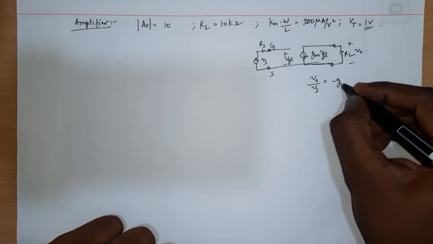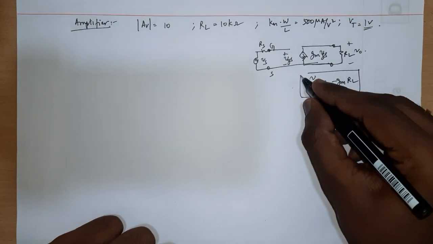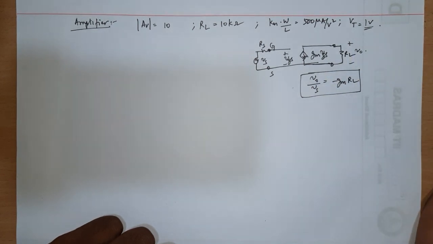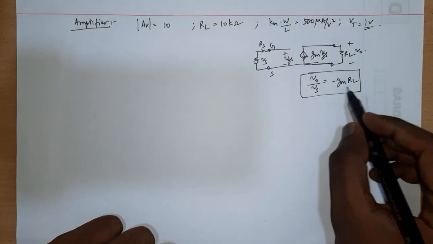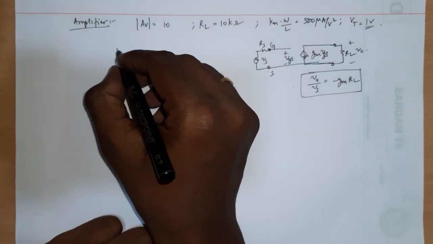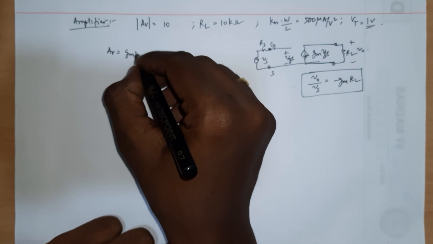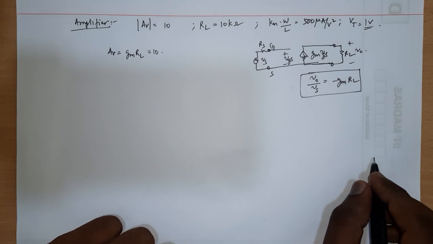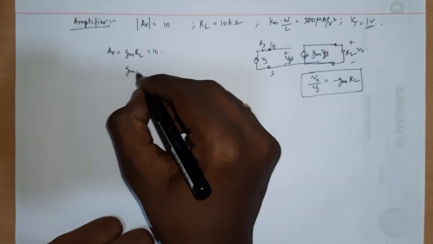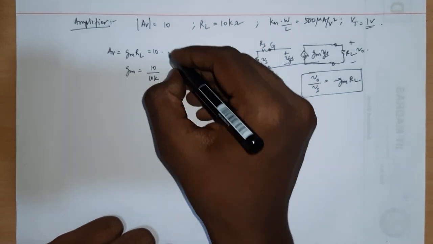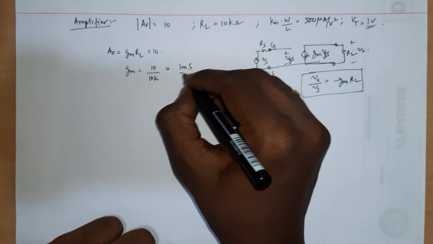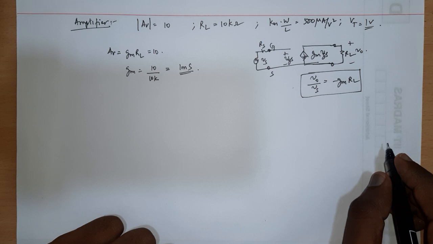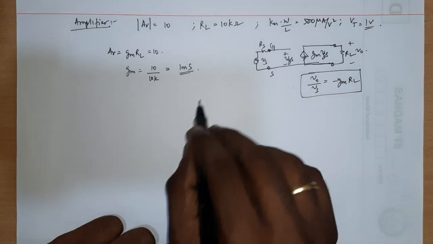The gain is minus GM RL. This is a simplistic assumption and consideration which leads to this gain. Here the mod of this gain is 10, so I can assume mod. This basically means that AV is equal to GM RL equal to 10. This is what is given to me. RL I know is 10k, so I can find GM as 10 by 10k, which is equal to 1 millisiemen. Siemen is the unit of conductance; you can even say mho, but it's up to you.